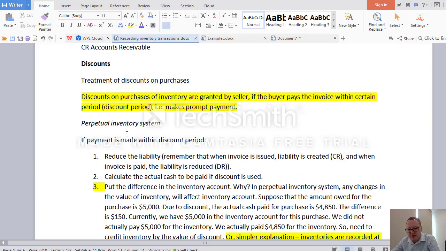Let's look at the perpetual inventory system. If the payment is made within the discount period, then the liability will be reduced. First you need to reduce your liability. You need to find the actual cash that will be paid after the discount has been applied, and the difference between the original value and the cash you pay if the discount is provided. The difference will go into the inventory account.